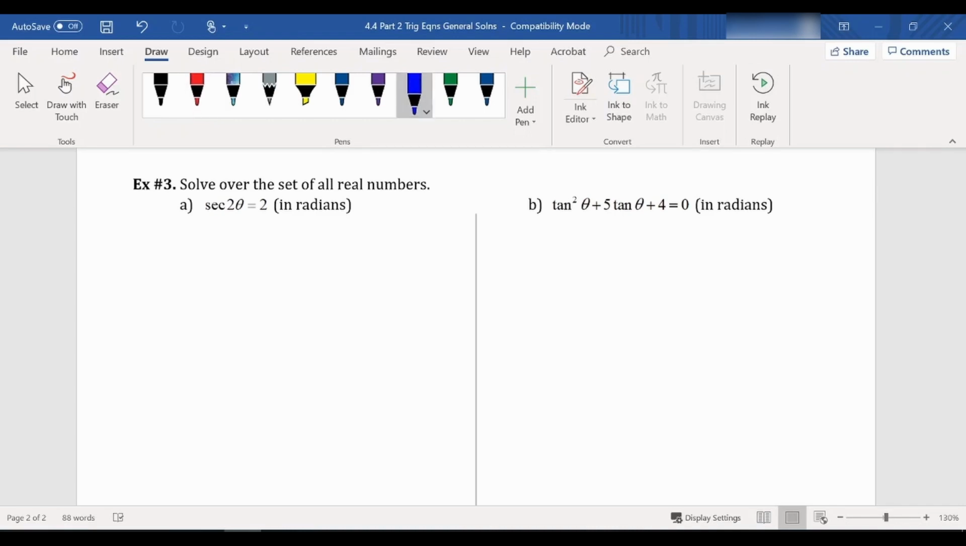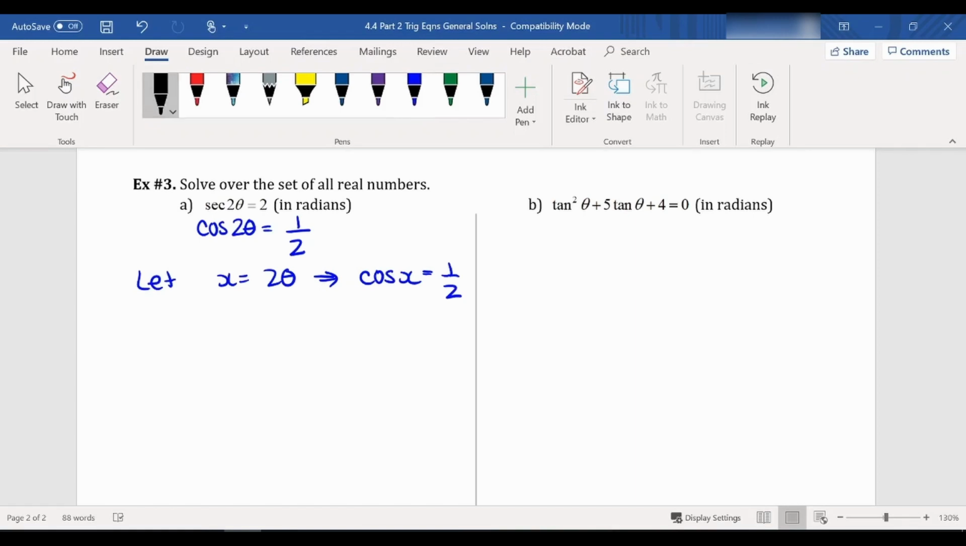All right, so solve over the set of real numbers. So first, secant 2 theta equals 2 in radians, okay? This means that cosine 2 theta would equal 1 over 2. It's the reciprocal. Now I'm going to say let x equal 2 theta, and I'm going to change this to be cosine x equals 1 over 2. I'm going to start with that, okay?